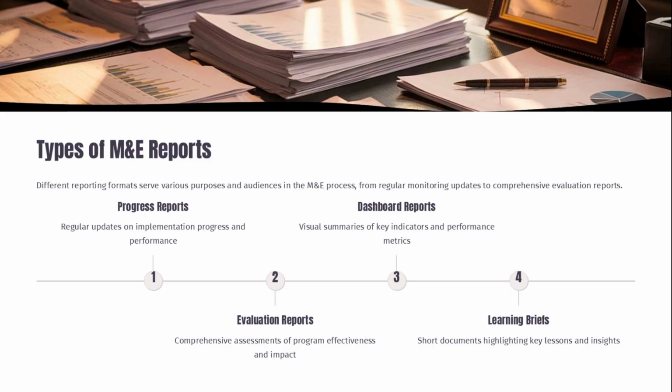Different reporting formats serve various purposes and audiences in the M&E process, from regular monitoring updates to comprehensive evaluation reports. Progress reports provide regular updates on implementation progress and performance. Dashboard reports offer visual summaries of key indicators and performance metrics. Evaluation reports assess program effectiveness and impact comprehensively. Learning briefs are short documents highlighting key lessons and insights.